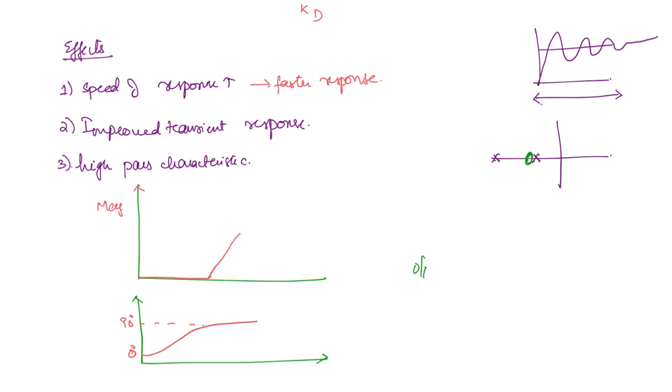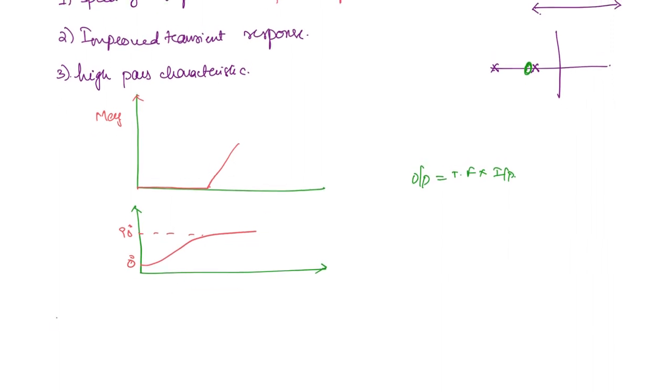Now we know that output is equal to the transfer function times input, right? Here the transfer function below a certain frequency is nearly 0. So if the transfer function is 0, then output will not be present. Only after a certain value of frequency is the magnitude not 0, right? So only those frequencies will be passed. That is why we call it a high pass filter. It has a high pass characteristic.